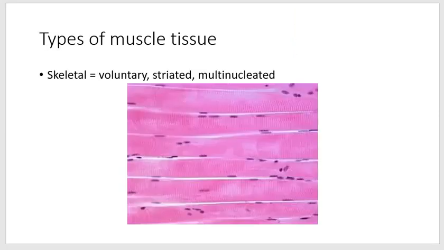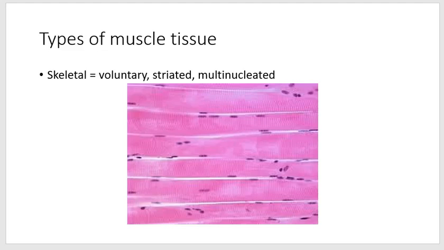So if we just look at skeletal real quick, you can see there's lots of these stripes in here. That's something called striations. So skeletal muscle is striated. You can also see lots of these dark purple things. These dark purple things are nuclei, and this is one muscle cell here, or a muscle fiber. And if you look, it has 1, 2, 3, 4 nuclei that we can see. And so your skeletal muscle is going to be multinucleated, meaning it just has more than one nucleus.